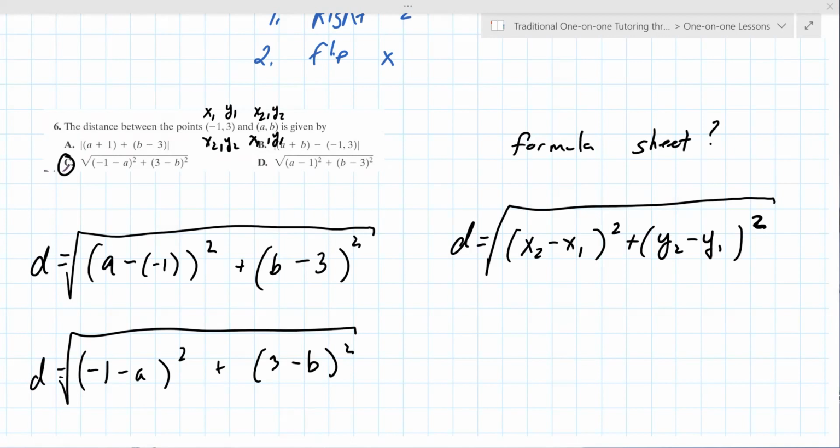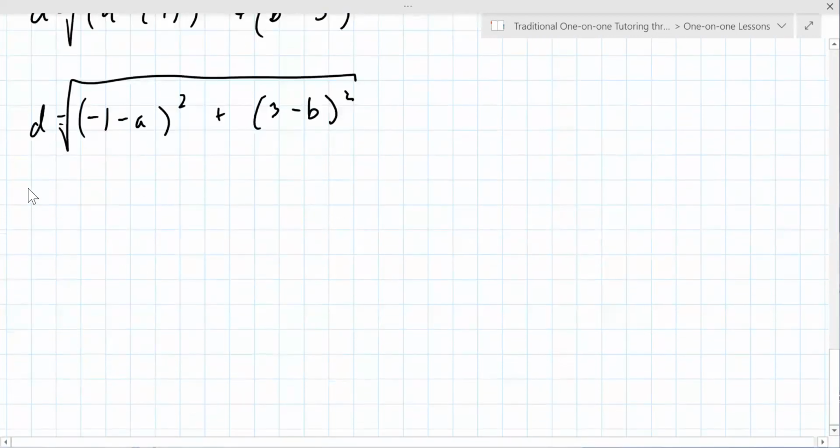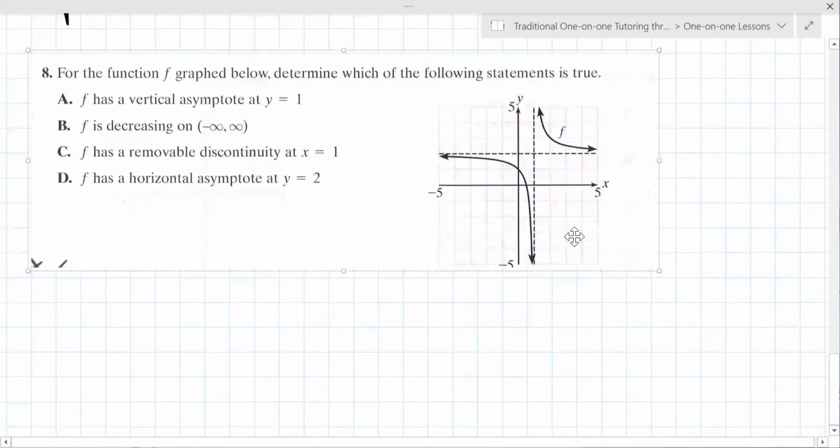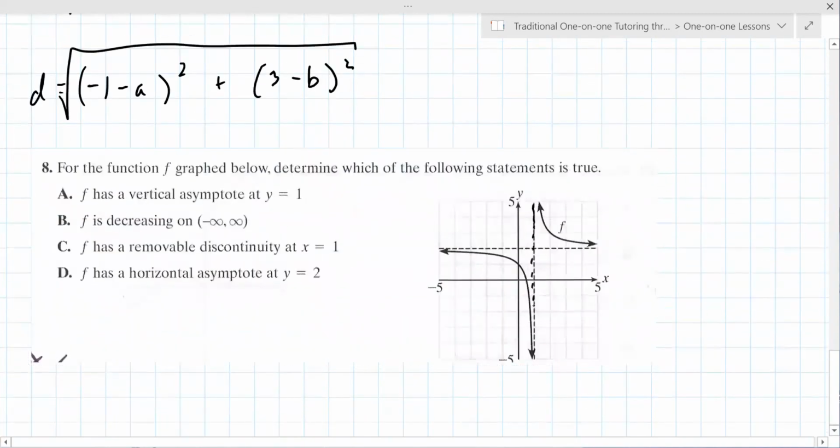Okay, let's go to number 8. This is another which of the following. So instead of focusing on that, let's look at the stuff going on in the graph. This vertical dashed line is a vertical asymptote, x equals 1. And this horizontal asymptote is y equals 2. As x goes to infinity, y goes to 2. As x goes to negative infinity, y goes to 2. And then we look at some of these here.